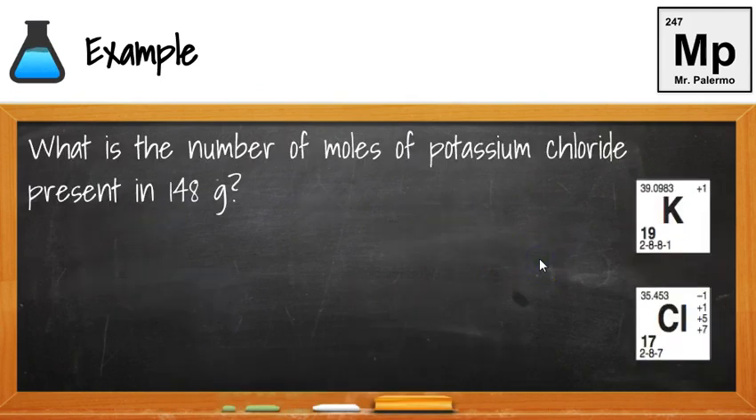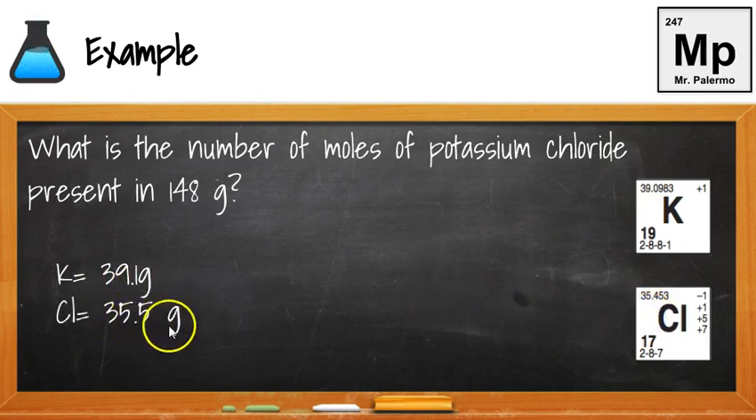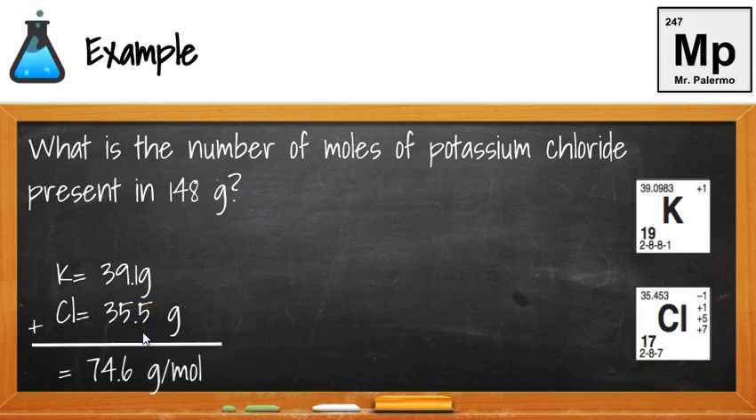Let's see another example. What is the number of moles of potassium chloride present in 148 grams? So when I have 148 grams, I want to know how many moles is that. So first, determine the gram formula mass. So for potassium, K, it's 39.1 grams. And for Cl it's 35.5 grams. When we add those together, we get the GFM, our gram formula mass, which is 74.6 grams per mole.